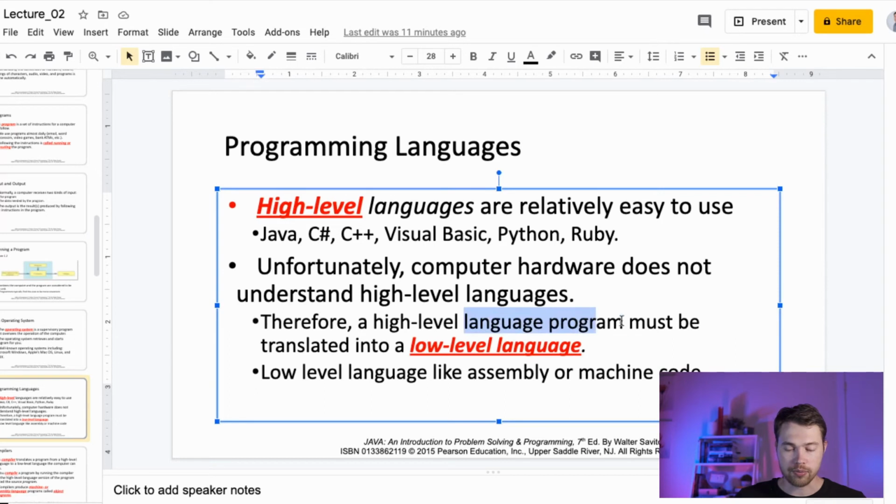Therefore, a high-level language program must be translated into low-level language, right? So we write some code in Java. That code is being translated from high-level to low-level code. And that low-level code, those zeros and ones, are being run on the CPU. Low-level languages like assembly or machine code.